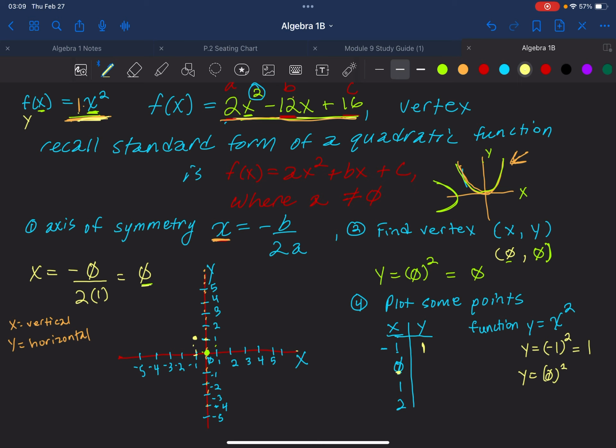Well, 0 squared is just 0. And look, we already had that for the vertex, right? We just proved that when x is 0, y is 0. We had that for our vertex right here. Okay, so let's go to the next one.